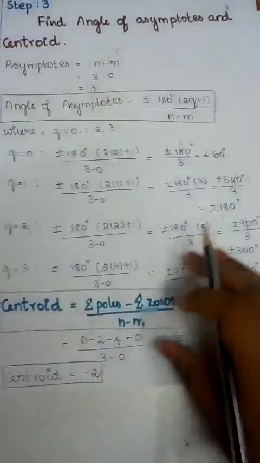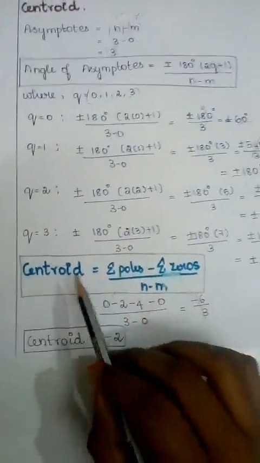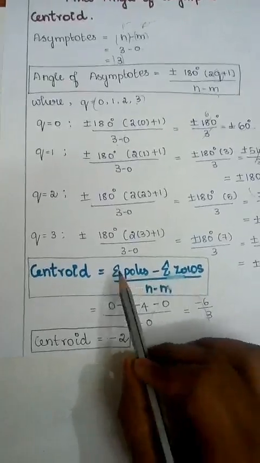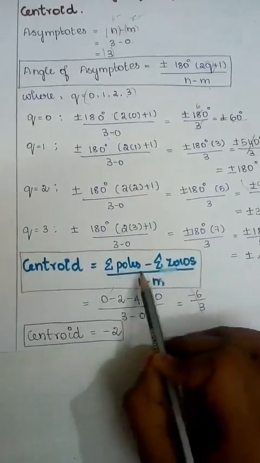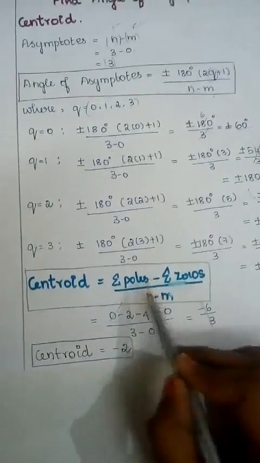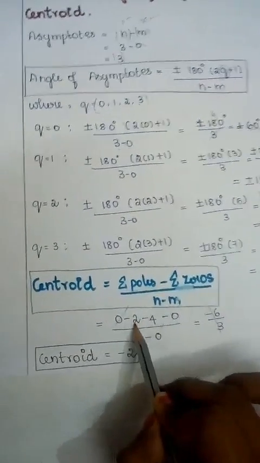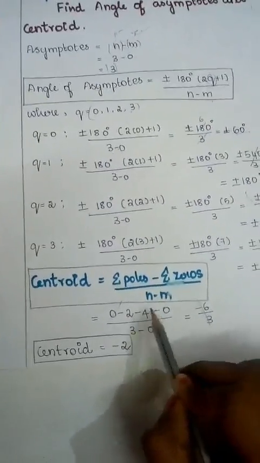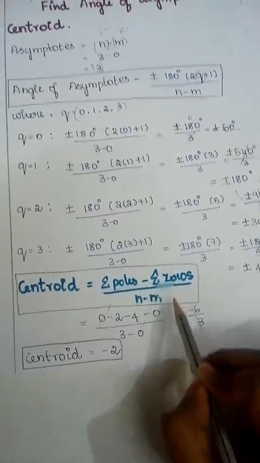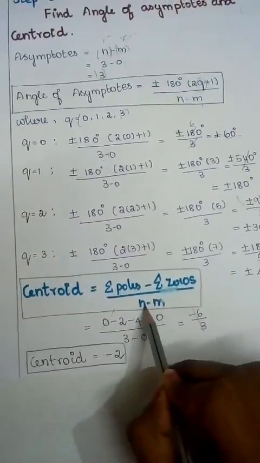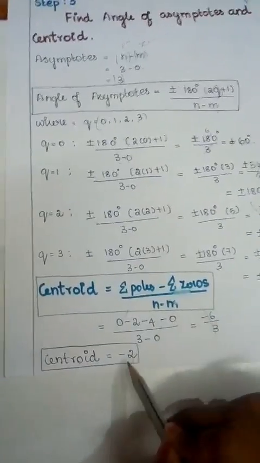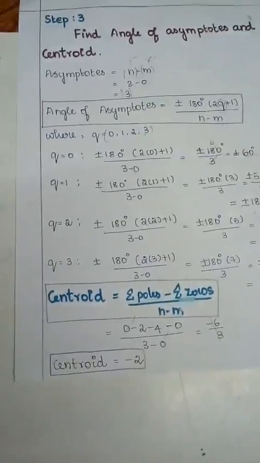We have asymptotes clearly, and the centroid formula equals summation of poles minus summation of zeros, by n minus m. Summation of poles: 0 is p1, minus 2 is p2, minus 4 is p3. The summation of zeros is 0. n is 3, m is 0. We get minus 2, so the centroid is minus 2.